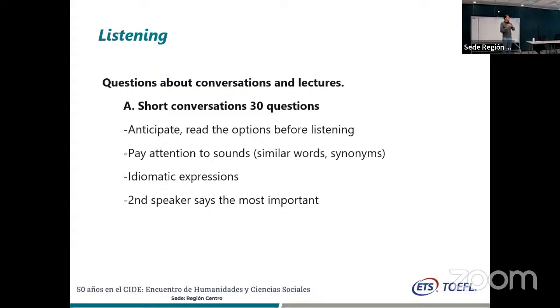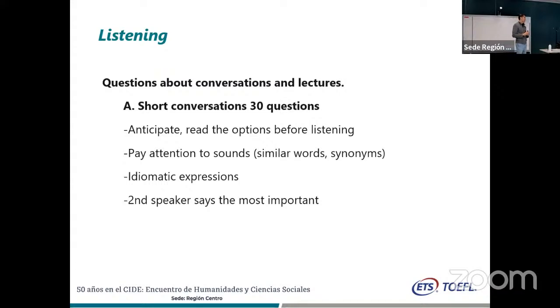So when we read the options, we can activate some channels, open our ears, and get ready to anticipate what's coming. Next, pay attention to sounds, similar words, and use synonyms. What does it mean? They are going to trick you with similar sounds.